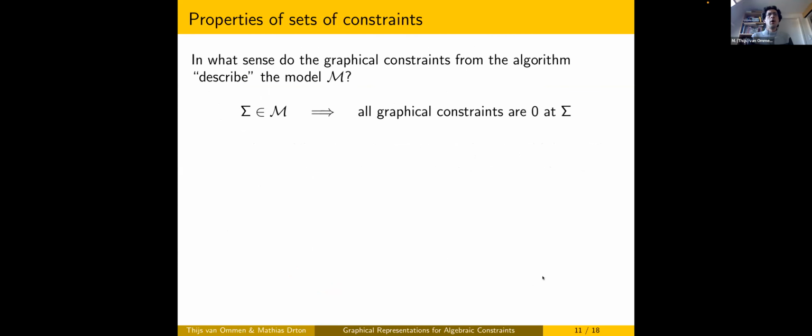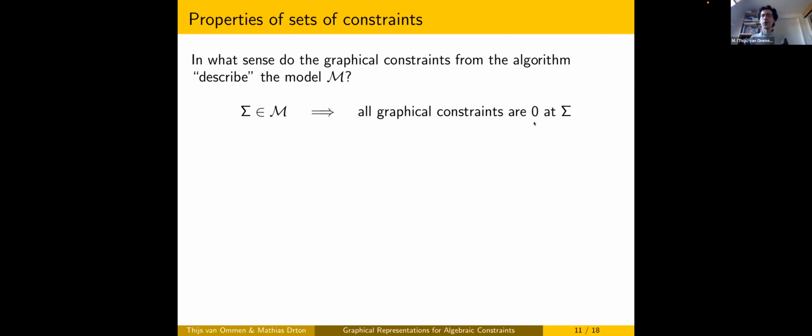Okay, so now we have these graphical constraints and we have an algorithm for constructing them. Now the question is still, in what sense exactly can we say that these constraints describe the model? And the thing that we can always say is this implication. If a covariance matrix belongs to the model, that implies that all graphical constraints are 0. So if we take the entries of the sigma, we input them into all the polynomials that come out of these graphical constraints, then all of them will evaluate to 0.